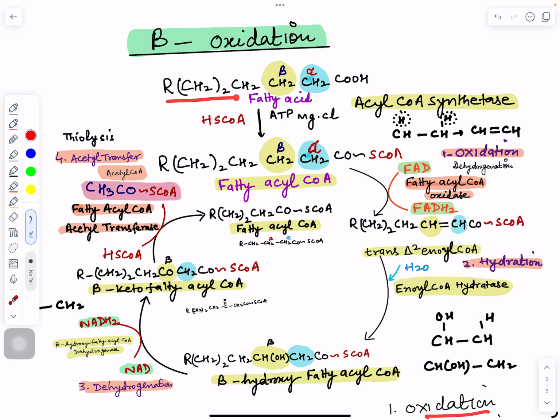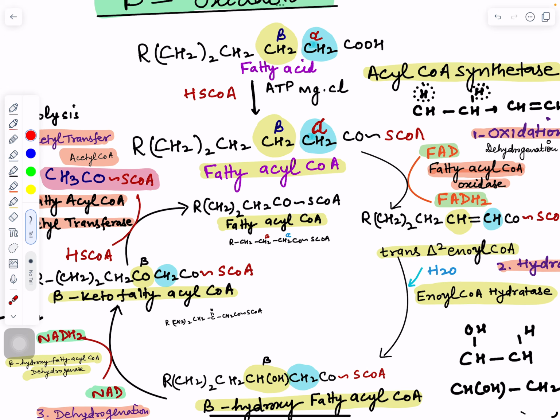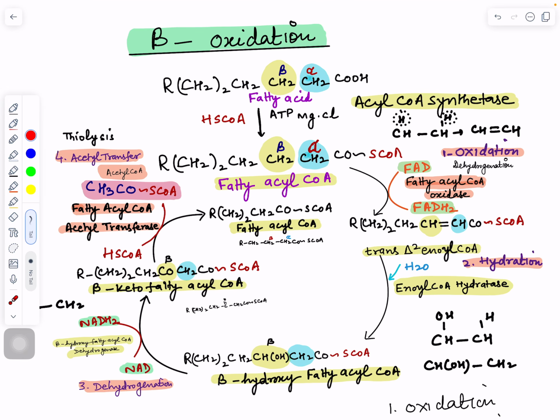Now this is the fatty acid, like we discussed, any fatty acid. It can be of any length, 14 carbon, 16 carbon, 18 carbon, right? So this fatty acid is activated by acyl coenzyme A synthetase, and this gets converted to fatty acyl coenzyme A, and it enters into the mitochondria where its oxidation takes place, or in any cell organelle where it is going to be oxidized. Now we can see here, this is the alpha position and this is the beta position, right?